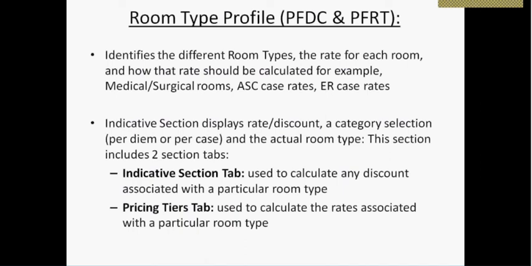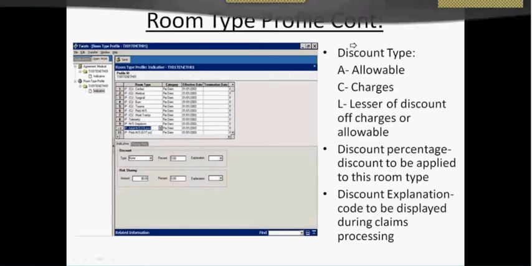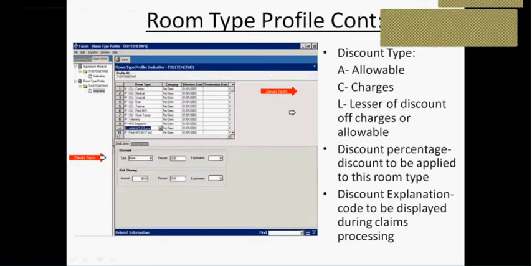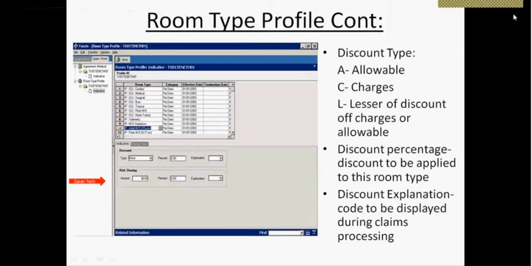Here's a screenshot that tells you to update the discount allowable. A is for allowable, C is for charges, and L is for discount. The discount type and the risk sharing amount, percentage, and some explanation codes here. Another piece of information is the units at the bottom here, like how many units, and for them how much it has to be charged. The units and amount that needs to be entered for the room.